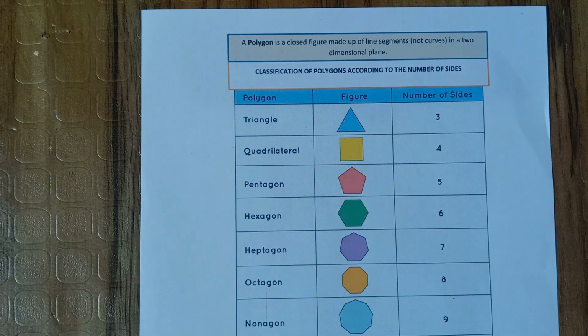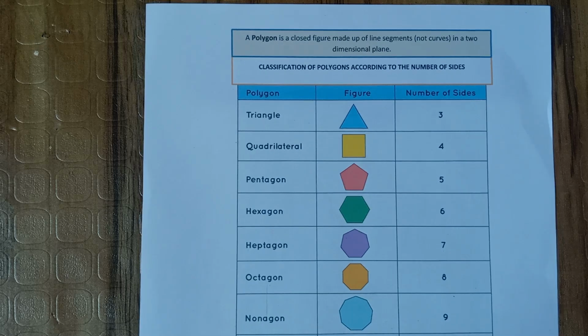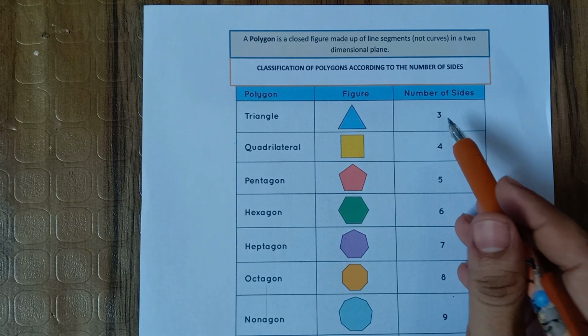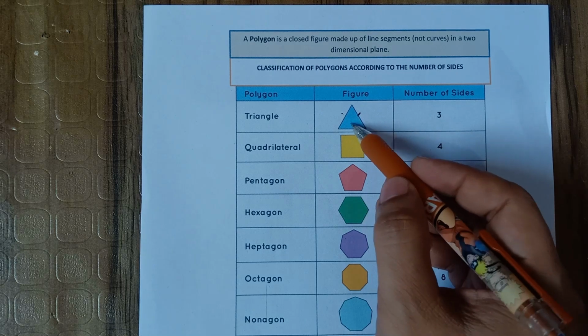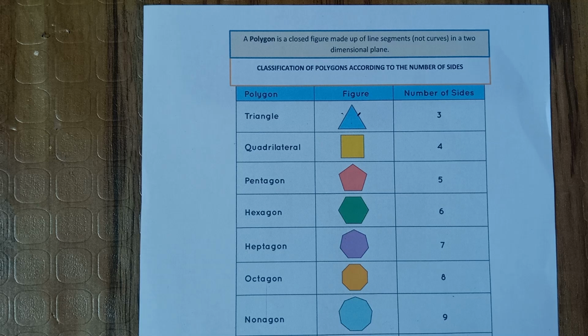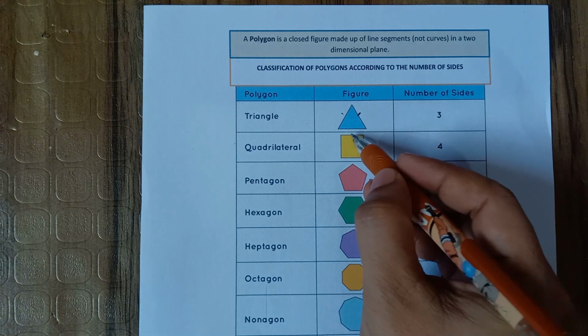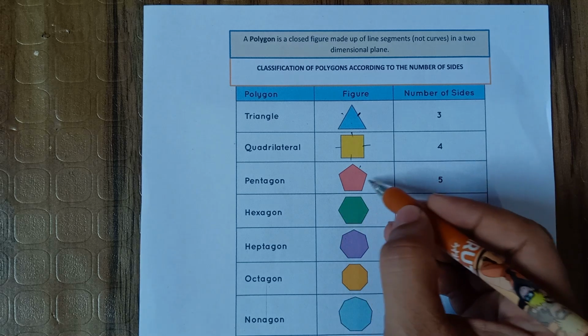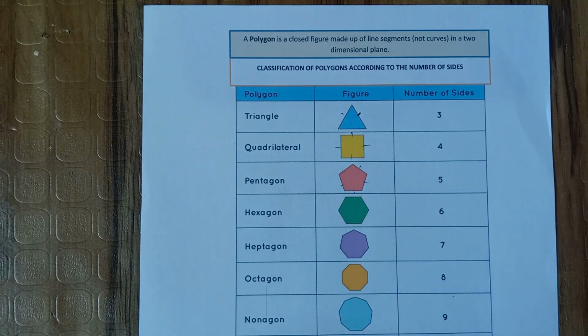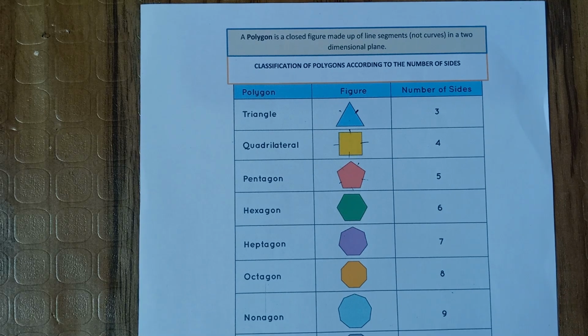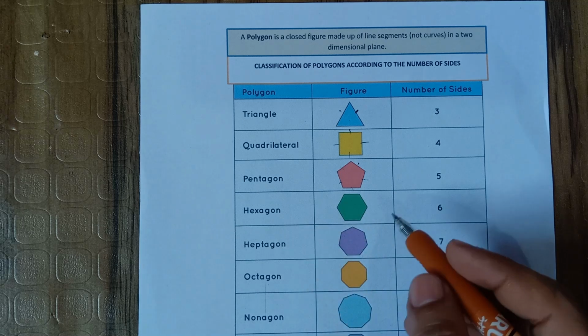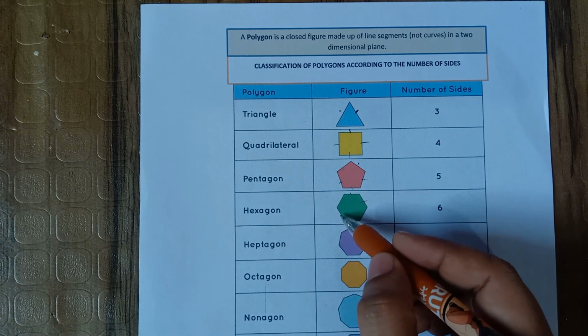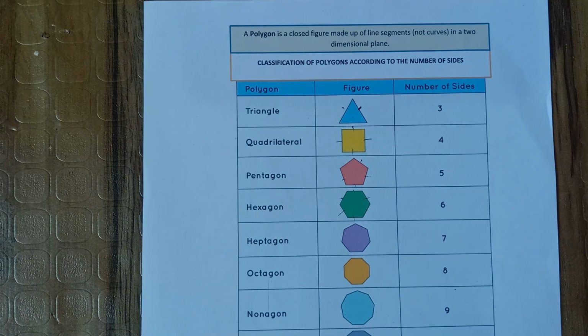Same with this one. Alright, so let's identify the polygon according to the number of sides. If we have 3 sides, just count the number of sides, 1, 2, 3. We call that one a triangle. If we have 4 sides, 1, 2, 3, 4, we call that one a quadrilateral. If we have 5 sides, 1, 2, 3, 4, 5, we call that one a pentagon. For 6 sides, there would be a hexagon. Just simply count the number of sides, class: 1, 2, 3, 4, 5, 6.